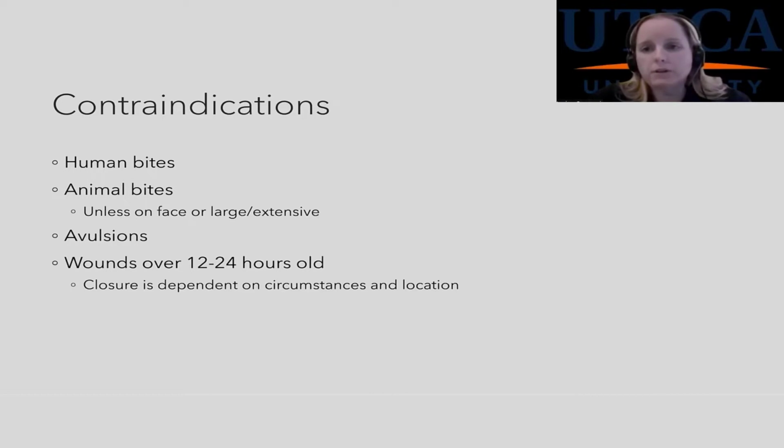Avulsions. An avulsion is like if I cut the tip of my finger off with a knife. It's when you cut a big chunk of skin off. There's not really anything to suture because there's nothing there. There are other things you can do to take care of the wound, but you're not really going to suture it.